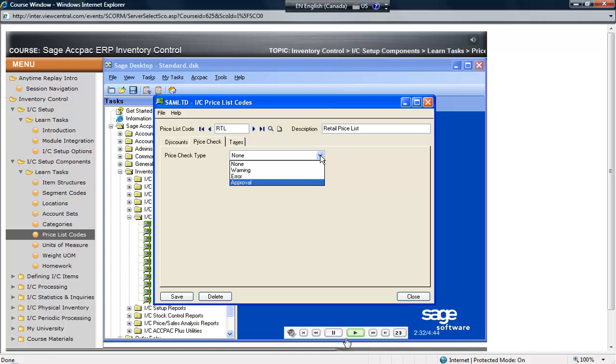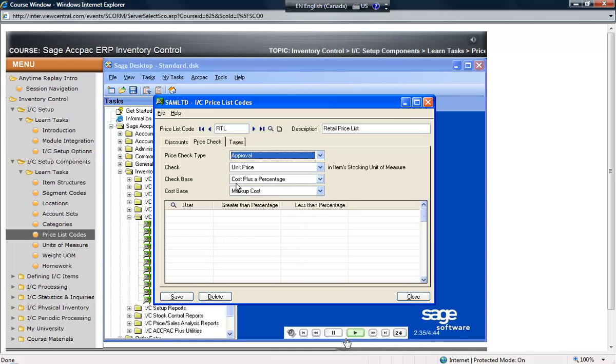If warning, error, or approval is selected, then determine how the system is to perform the check. The price check can be performed based on the unit price or sales margin. If unit price is selected, then check the base price using a cost plus percentage, cost plus a fixed amount, or just a fixed amount. If either cost plus percent or amount is selected, select which cost value to use as the base. Then indicate the from to range.